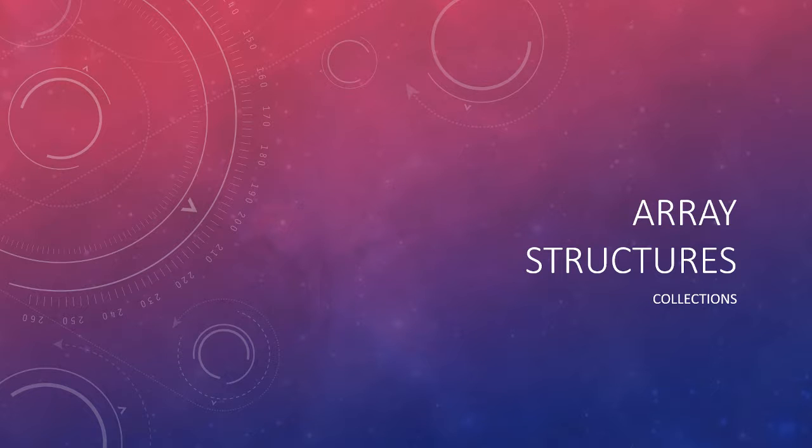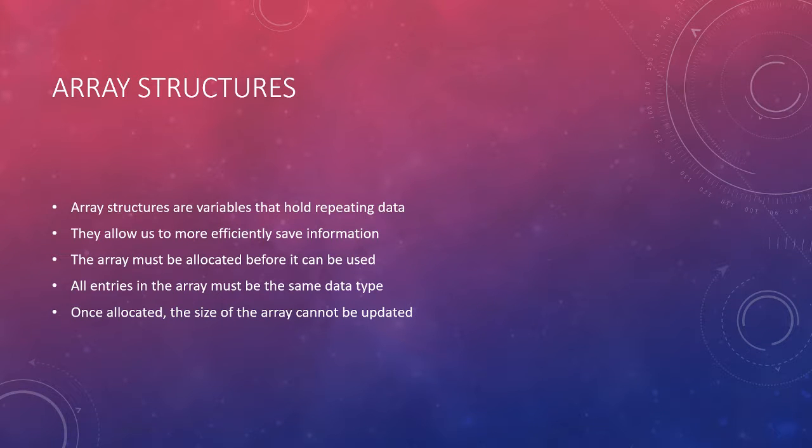We're talking this week about our Week 9 content, working with arrays, and arrays give us a lot of power, a lot of great capabilities. So array structures are variables that hold repeating data, so they allow us to more efficiently save information. We have to allocate an array before it can be used, and all of the entries in a given array must be the same data type. And once we allocate an array, the size of the array cannot be updated, so we have some limitations.